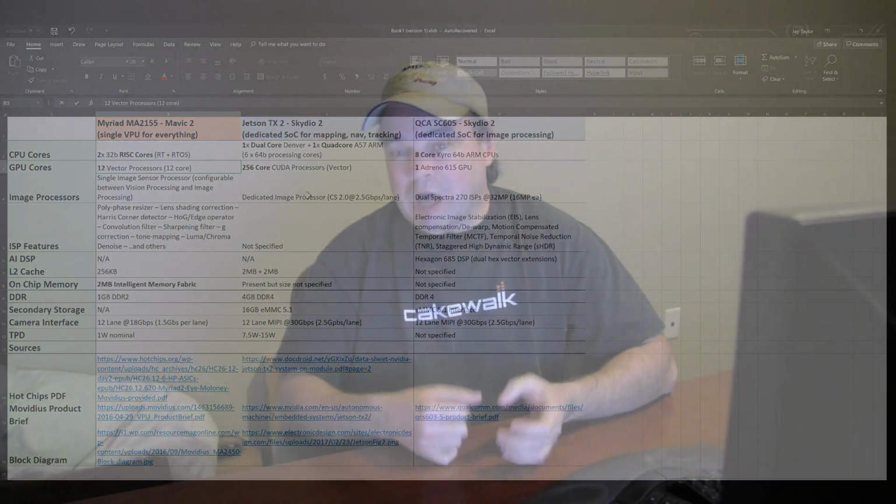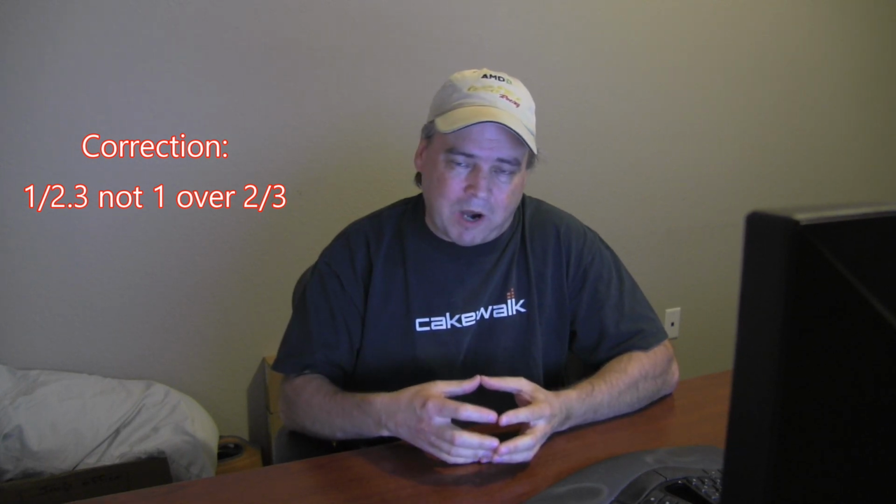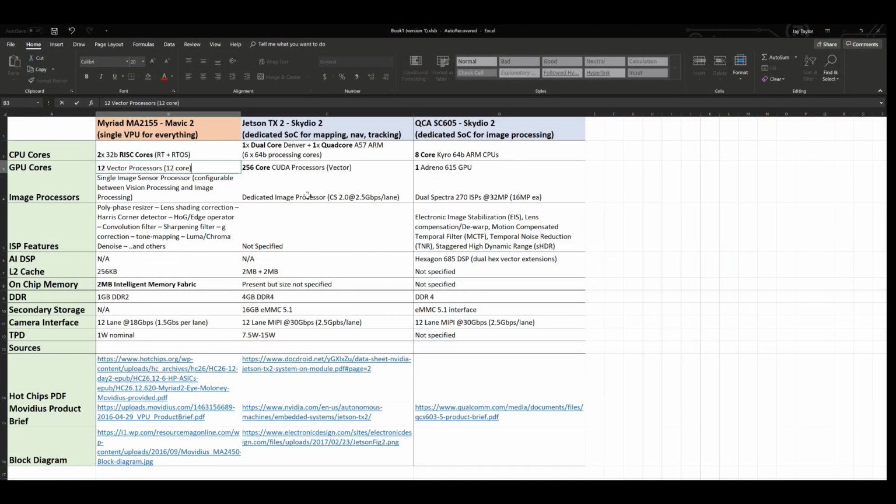So it can do a lot of work, and that's why even with that 1 over 2/3 image sensor, they've got a lot of horsepower behind it to process the data coming in from that and do a lot of really good stuff and give you really good quality video, right? Go down further, you've got your 4 megabytes of cache on the Jetson, 2 for the Denver core, 2 for the quad core ARM. You've got 4 gigabytes of DDR4, so you get a lot of very fast memory to be able to process all that data that's coming in.